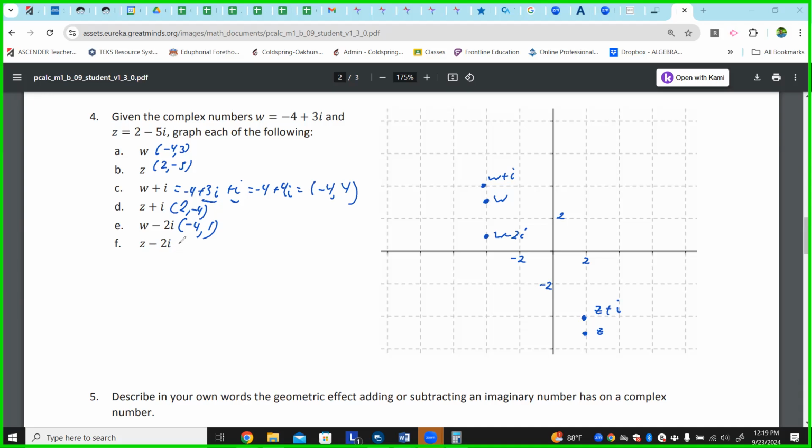All right, so then what's F? 2, -7. So this goes 2, 4, 6, and 7 is right here. So that'd be Z minus 2i. If you haven't already, go ahead and answer number 5. Tell me in your own words, what did adding and subtracting the i do to the complex number?